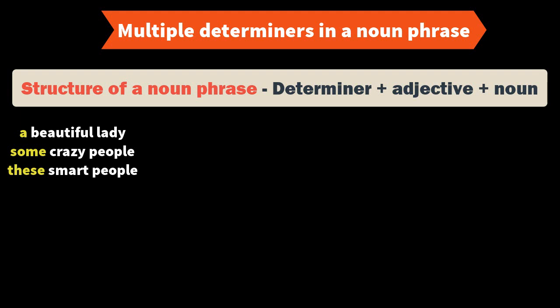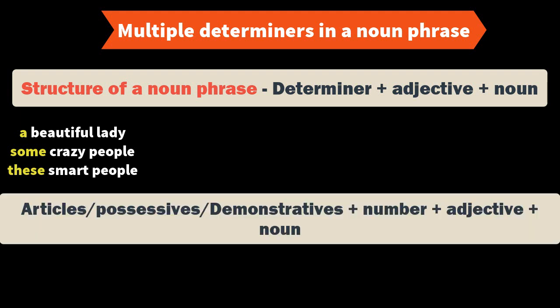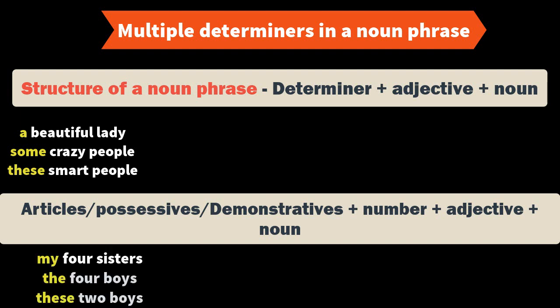Now, if we take numbers out of determiners, this is the structure that we can follow. First the determiner, that does not include numbers, then the number, then adjective, then noun. And when I say determiners, I mean articles, possessive adjectives, and demonstrative adjectives. So I can say the four boys, right? First the article, then the number, then the noun. My four sisters, first a possessive adjective, then the number four, then the noun sisters. I can also use an adjective after the number. I can say my four crazy sisters, right?